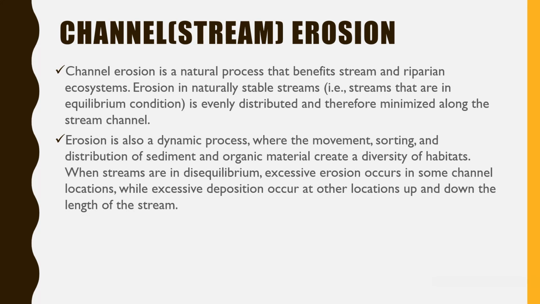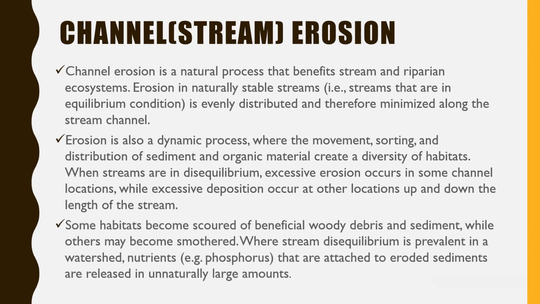Erosion is also a dynamic process where the movement, sorting, and distribution of sediment and organic material create a diversity of habitats. When streams are in disequilibrium, excessive erosion occurs in some channel locations, while excessive deposition occurs at other locations up and down the length of the streams. Some habitats become scoured of beneficial woody debris and sediment, while others may become smoothed. Where stream disequilibrium is prevalent in a watershed, nutrients, for instance phosphorus, that are attached to eroded sediments are released in unnaturally large amounts.